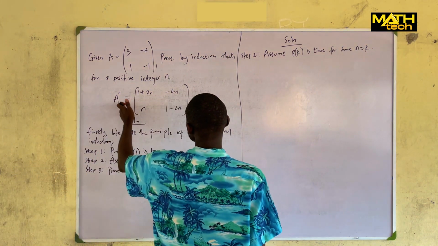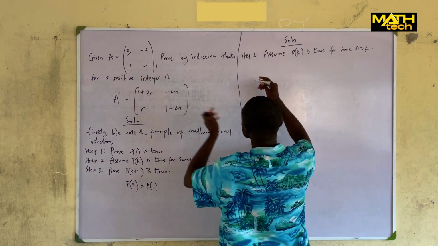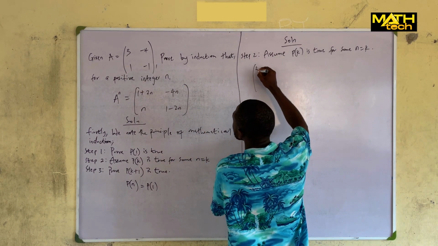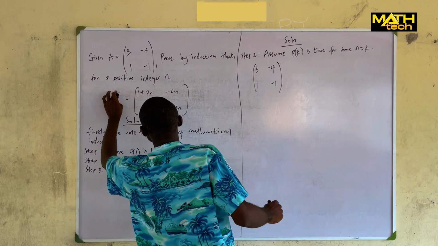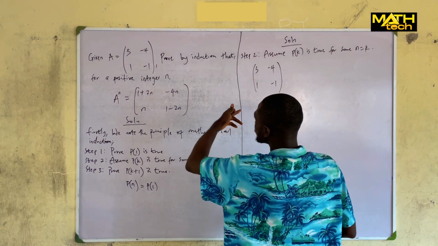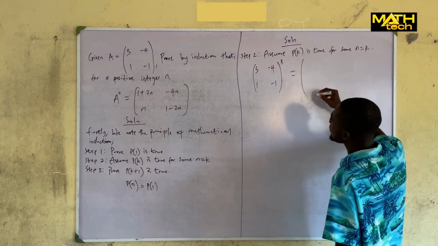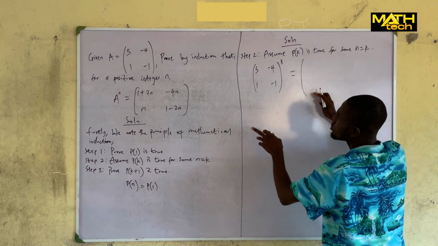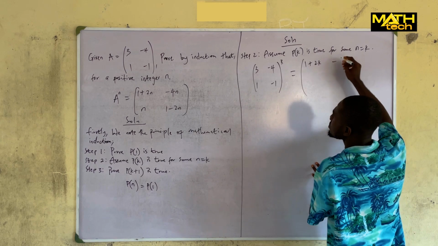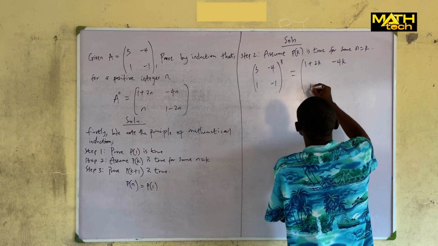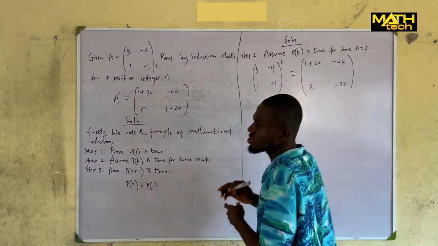So we are comparing the left hand side and the right hand side. This is the left hand side, A raised to power n, and this is our A. The matrix A is 3, 1, minus 4, and minus 1, raised to power n. So wherever we find n, substitute for K. So we put raised to power K instead of n, and this is equated to the right side, where wherever you find n, substitute for K also. So we have the right hand side to be the matrix 1 plus 2K, minus 4K, K, and 1 minus 2K. So this is just the solution to step 2.